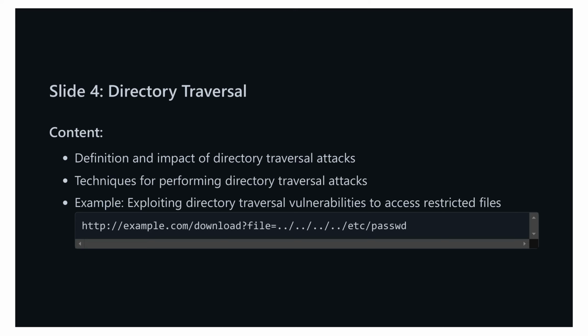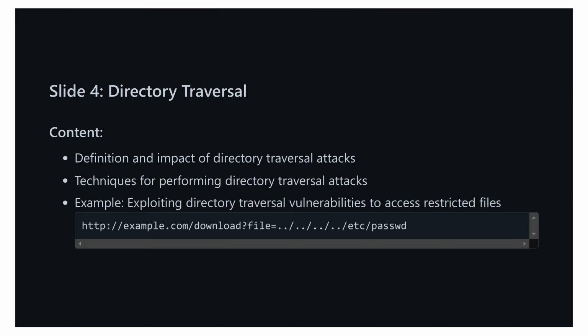A directory traversal attack, also known as path traversal, involves exploiting vulnerabilities in a web application's file handling mechanisms to access files and directories outside the intended directory. This can lead to significant security breaches by exposing sensitive files and data.